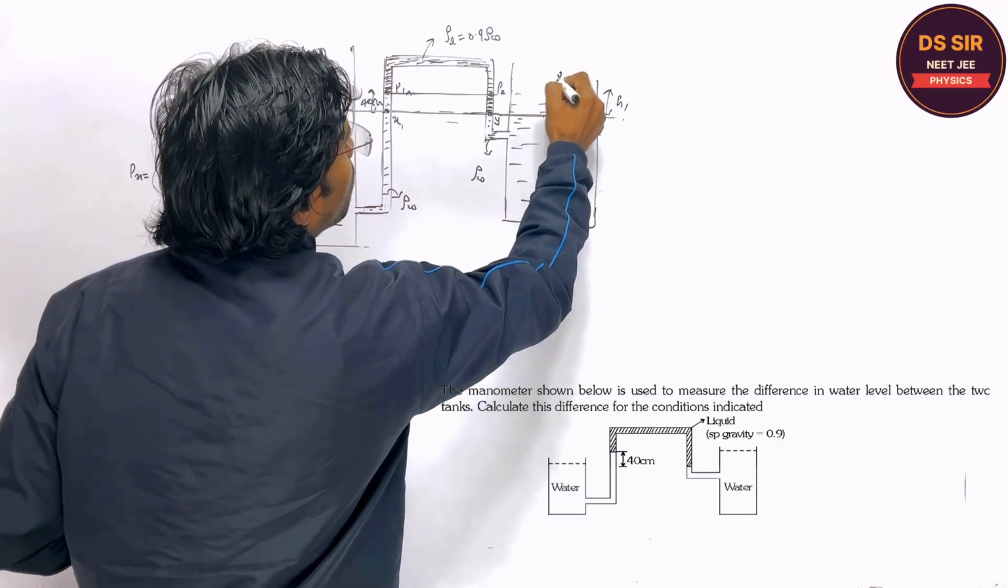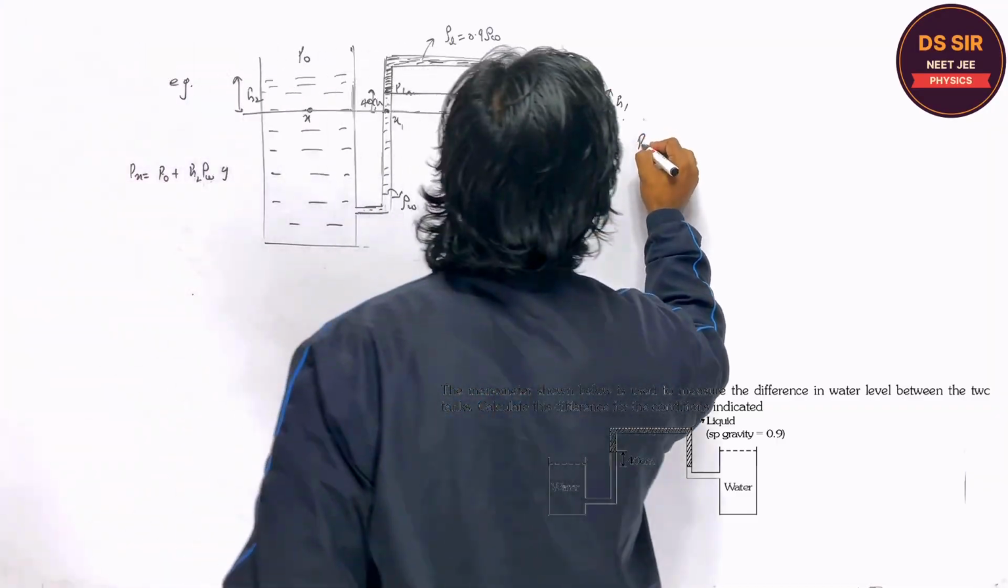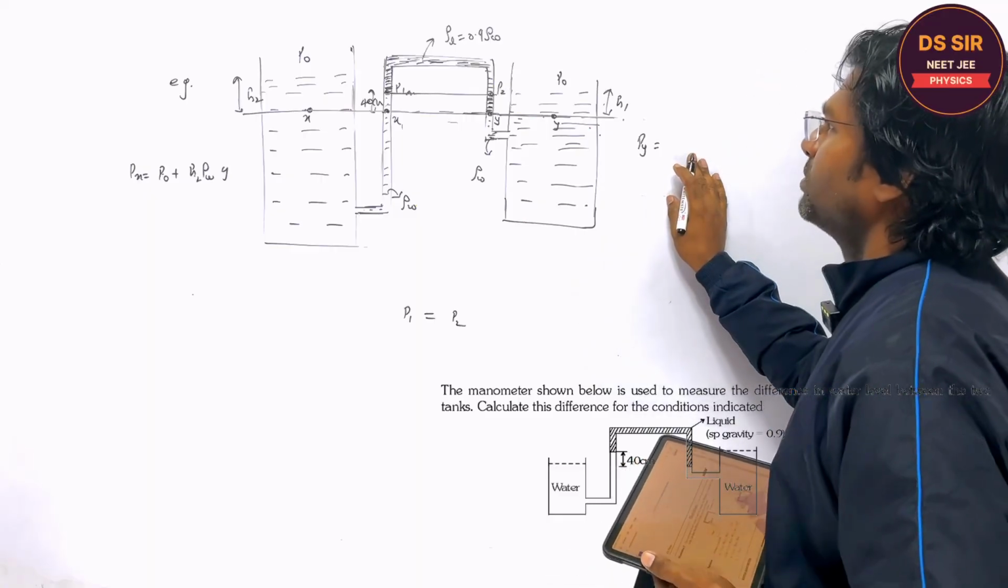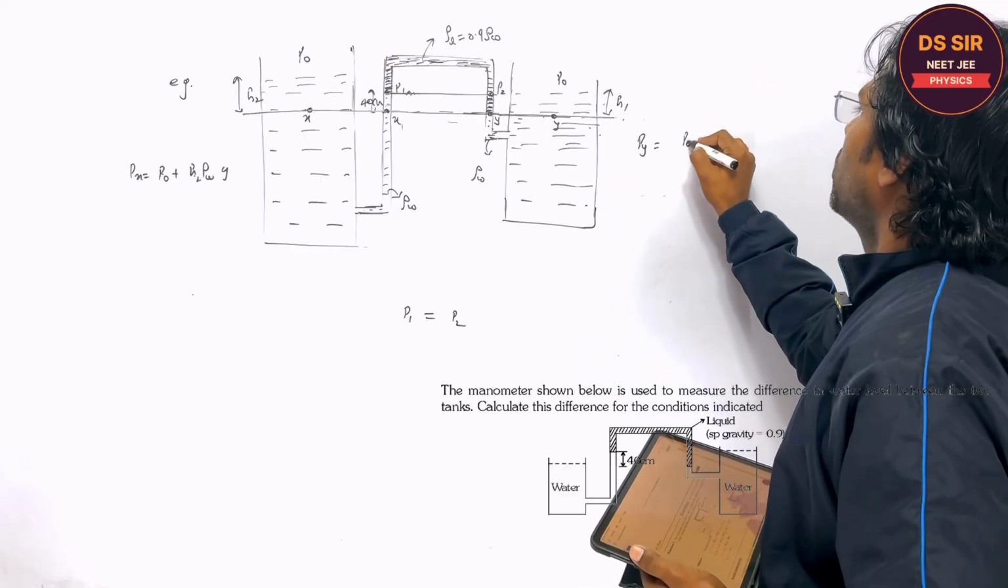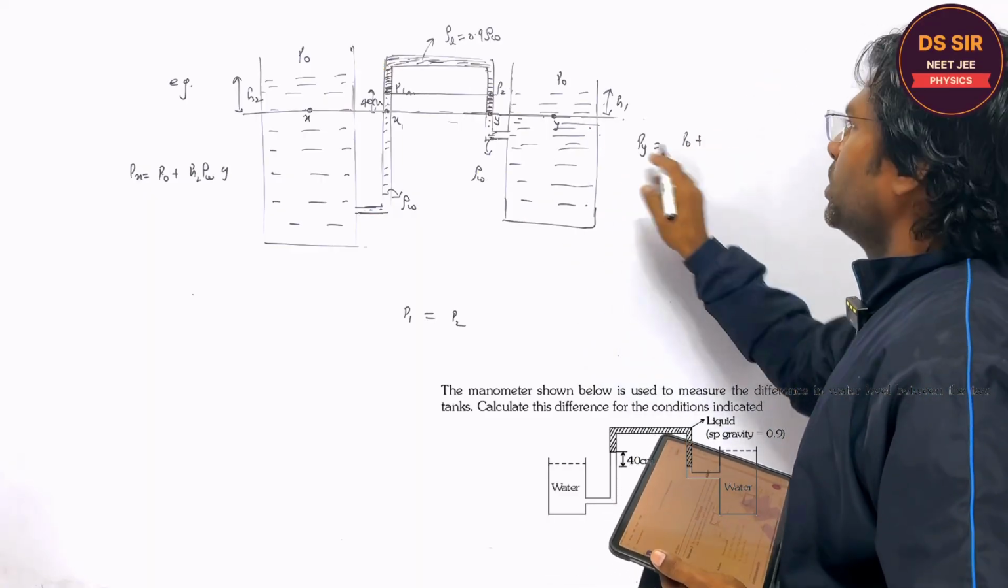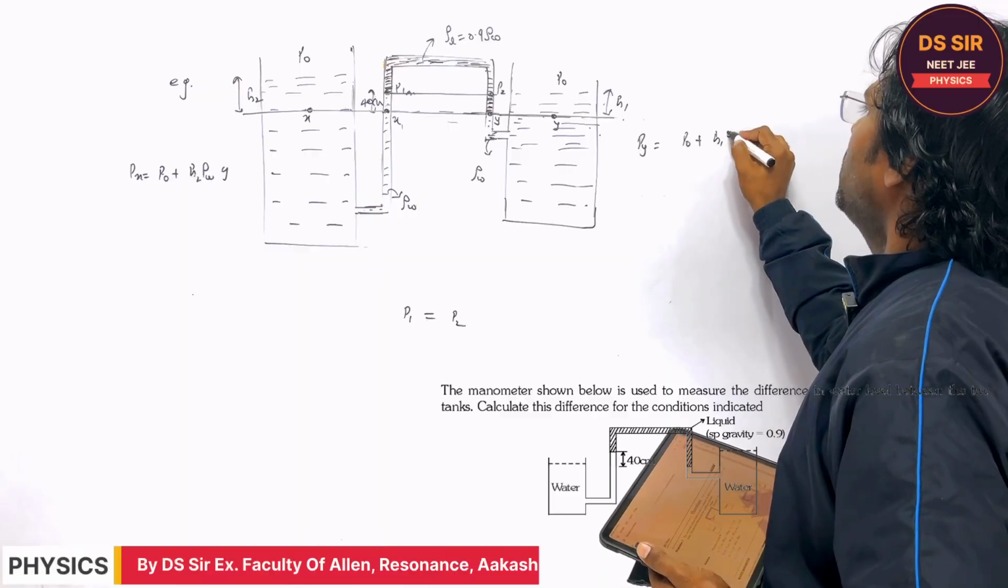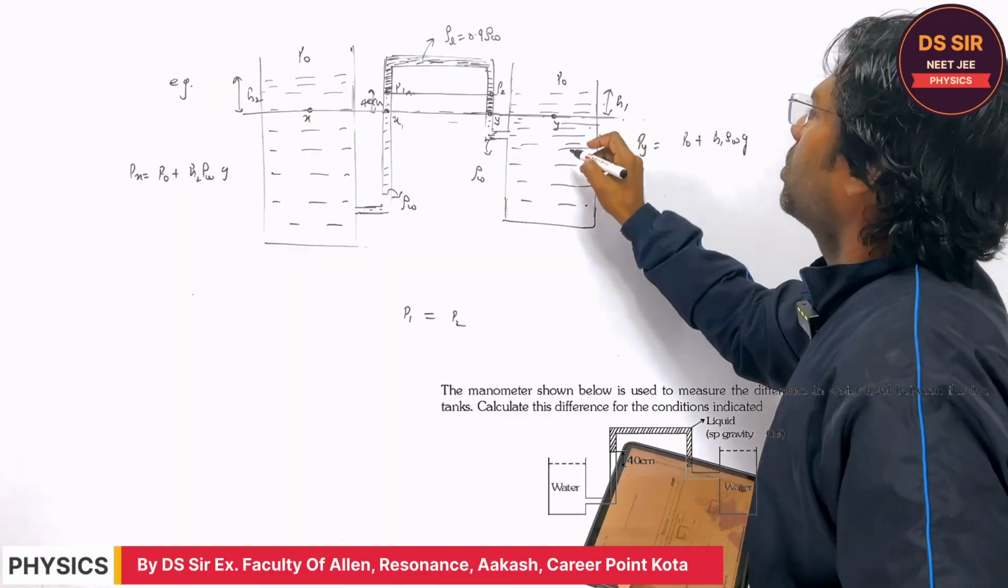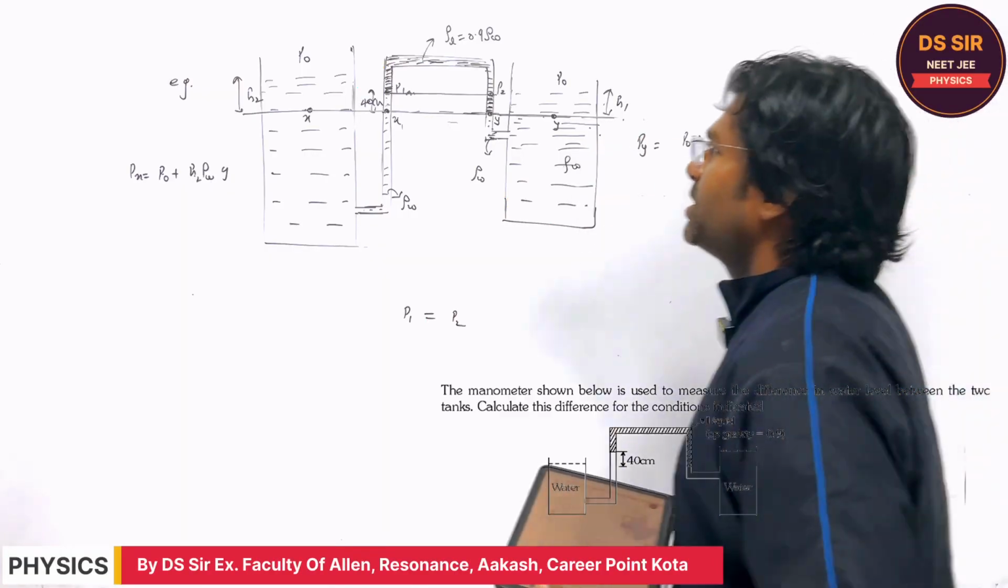You tell, it is also P0. So Py pressure will be equal to what? Py will be equal to P0 plus H1 rho water into g, because it is also rho water. Is it clear or not?